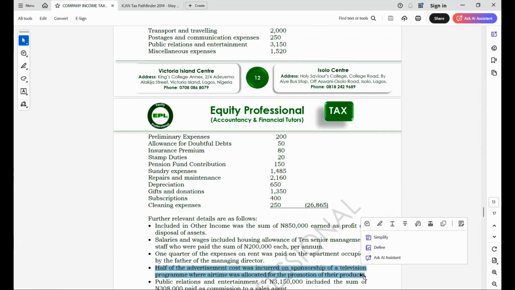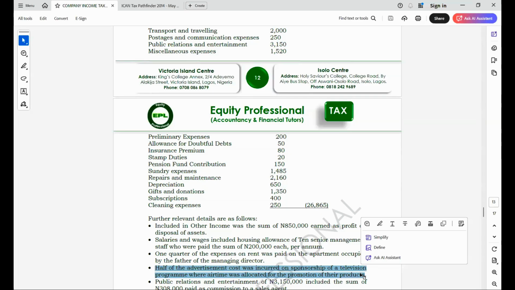Which of the advertisement did I tell us is allowable? Who can remind us? I told us that all forms of advertisement are allowable, except where it is capital in nature. It is only when the advertisement is capital in nature that it will become disallowable.